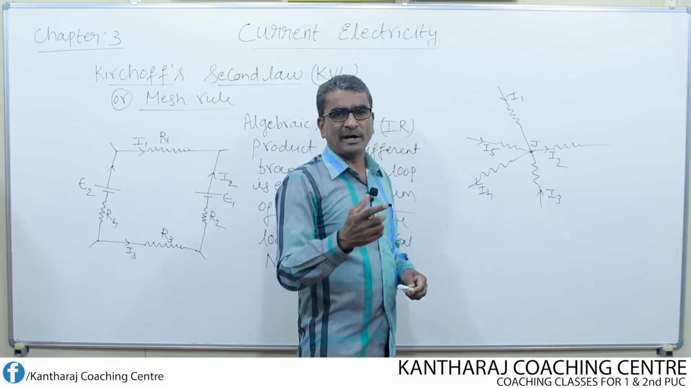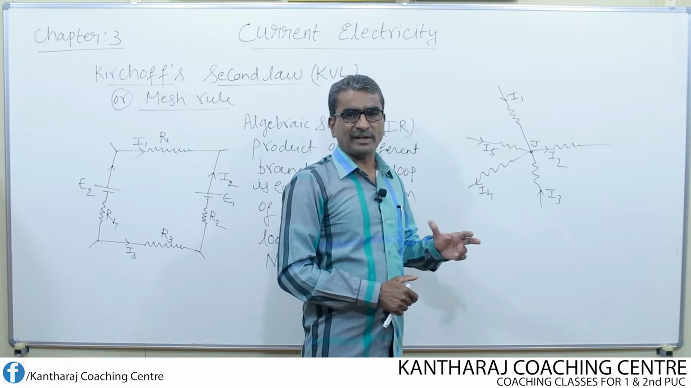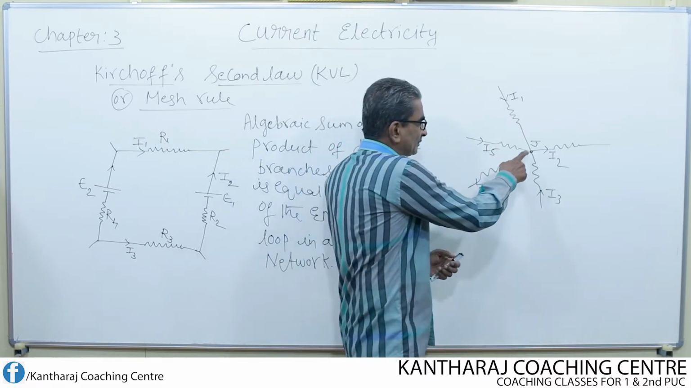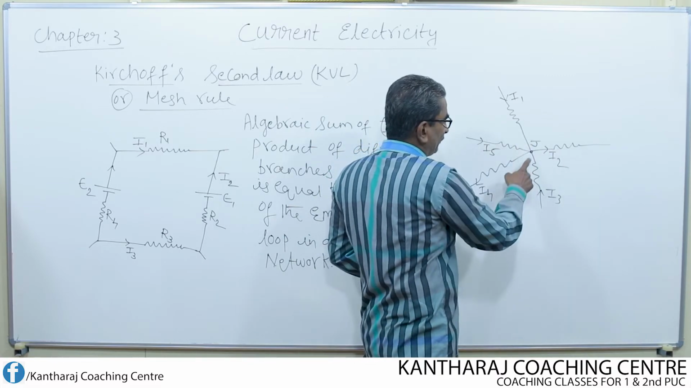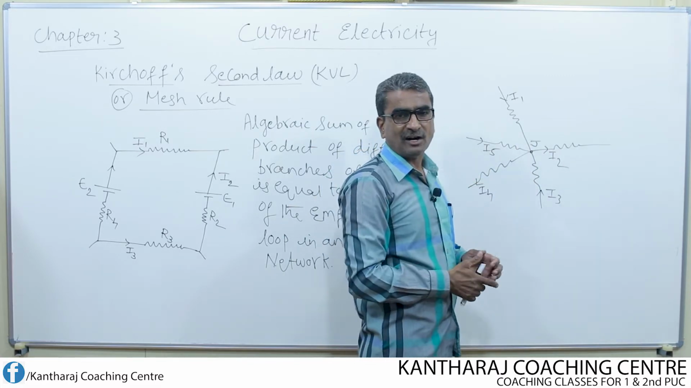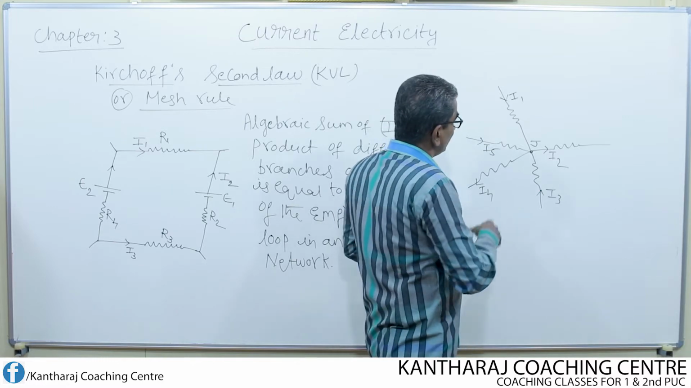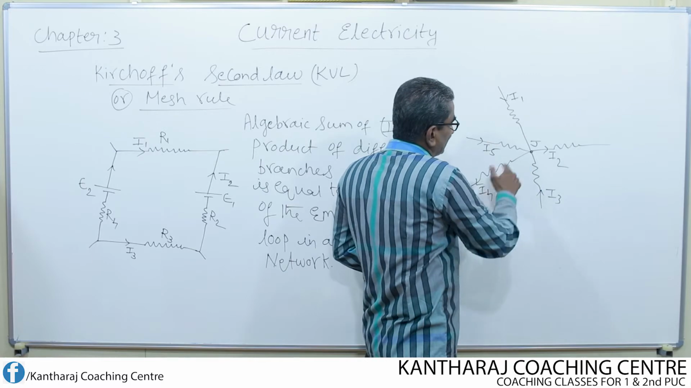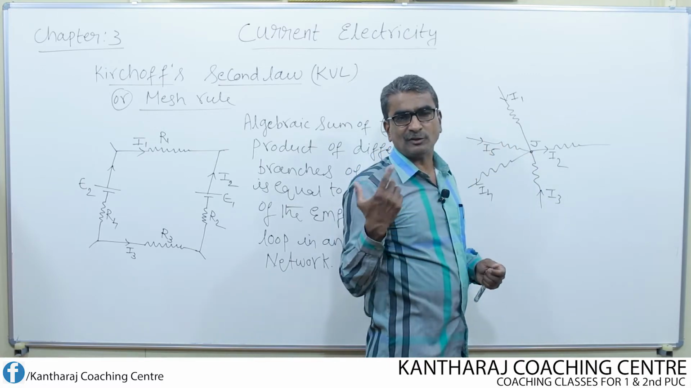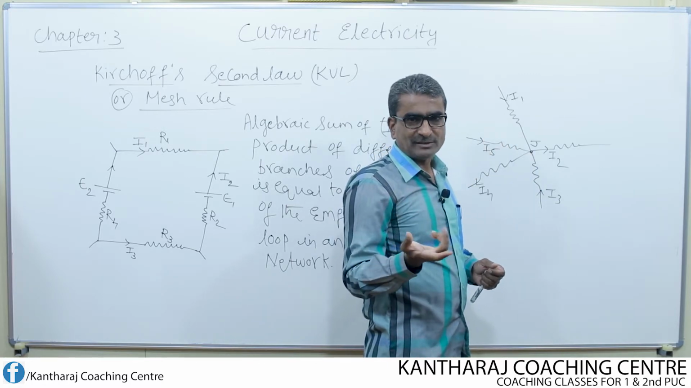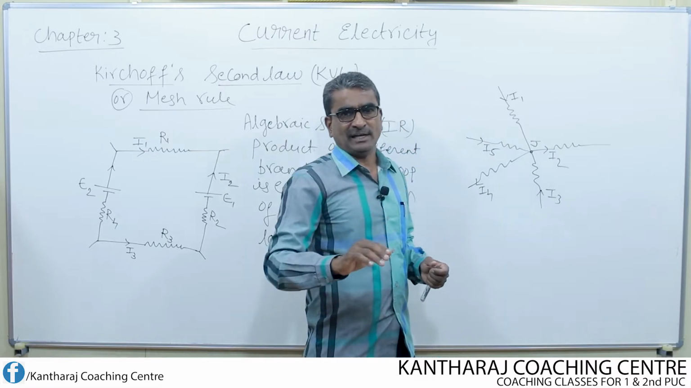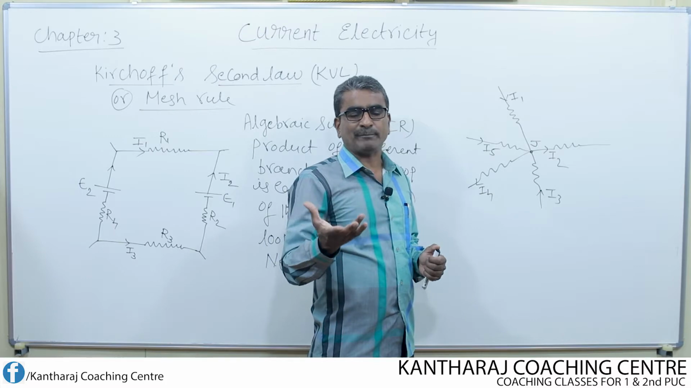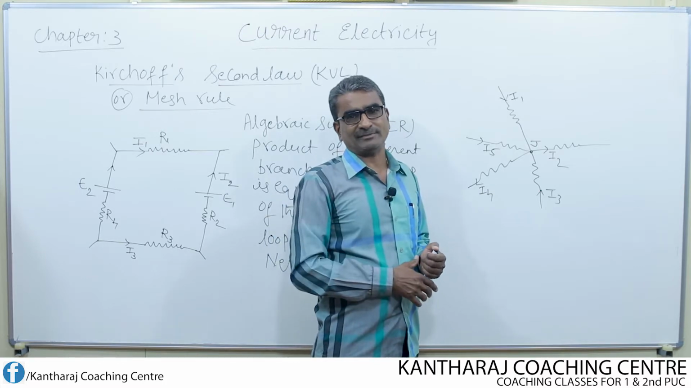Junction means it is a point in an electrical network where 2 or more than 2 conductors meet. Here at this point 5 conductors are meeting, therefore I call this point a junction or node. Now, according to the law, the sum of the currents at the junction point is equal to 0. That means the same law can be put in another form also: total incoming current equals total outgoing current.